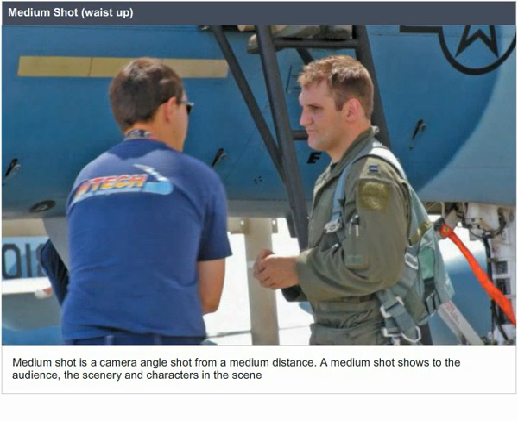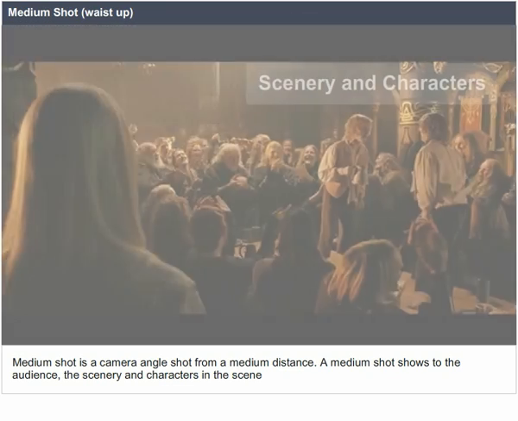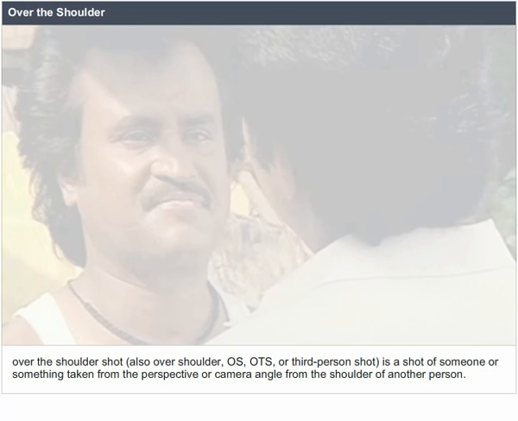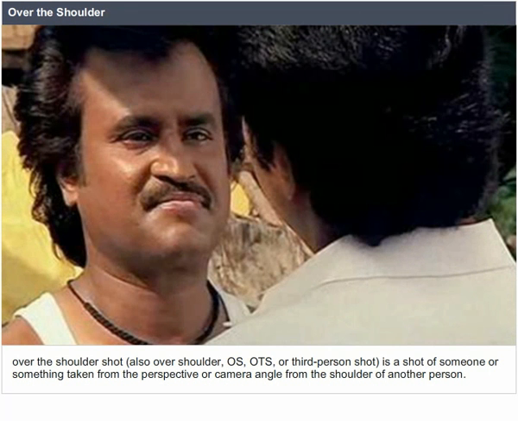Medium shot, waist up. Medium shot is a camera angle shot from a medium distance. A medium shot shows to the audience the scenery and the characters in the scene. Over the shoulder. Over the shoulder shot, also over shoulder, OS, OTS or third person shot, is a shot of someone or something taken from the perspective or camera angle from the shoulder of another person.